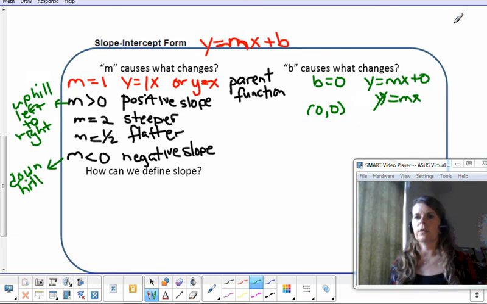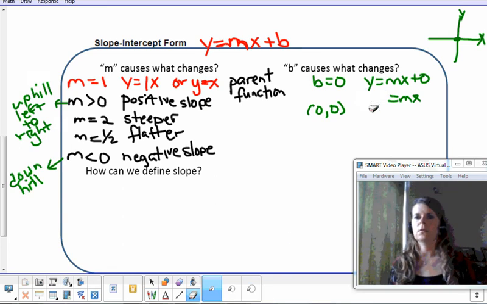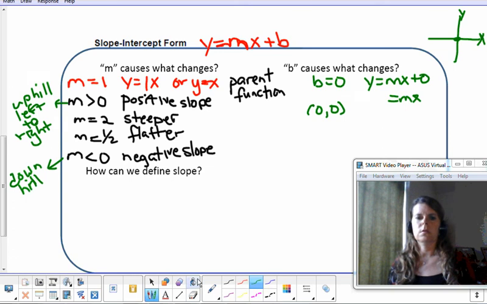Because if we look at a graph, and we say, okay, where does it cross the y-axis? It crosses at 0. Well, if you're at 0, you're really at the origin. That's an x right there. Okay, because again, our y-intercept is where we cross the y-axis. If it's at 0, you're at the origin.